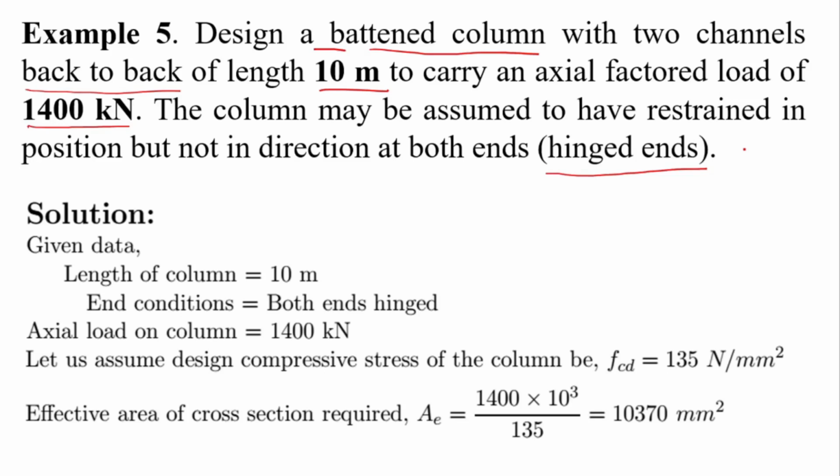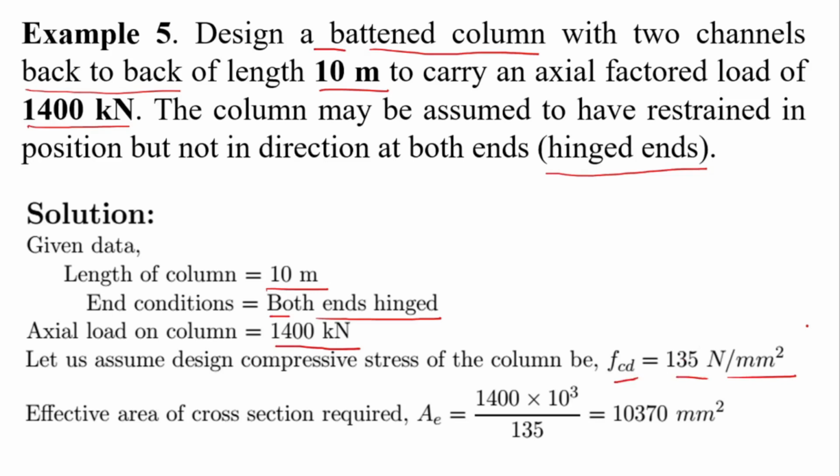Let's start the solution part. First of all, I shall write the given data. The actual length of the column which is given in the question is 10 meter. Next, end conditions. For the given column, both ends are hinged. The axial factored load acting on the column is 1400 kN. Let us assume design compressive stress of the column be fcd 135 Newton per mm square.